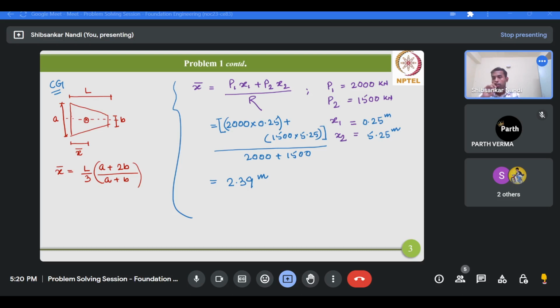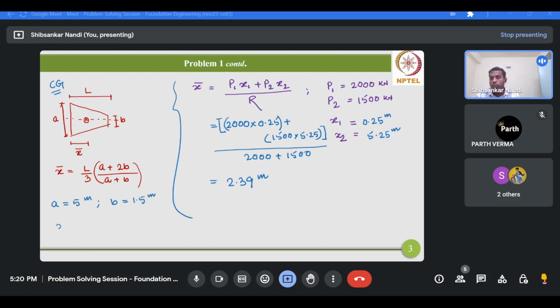If you reverse it, that means if you take the right hand side as the reference line, then this equation will be slightly different. In that case, it will be (B plus 2A) by (A plus B). Only the numerator changes, the denominator will not change. Now in this case, A is given as 5 meter and B is given as 1.5 meter.